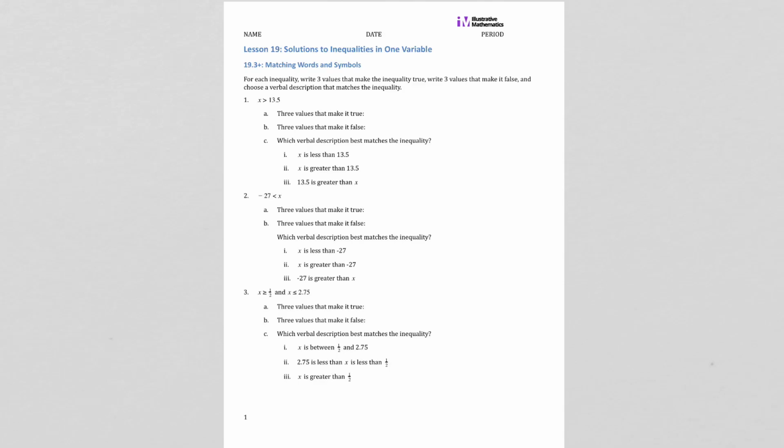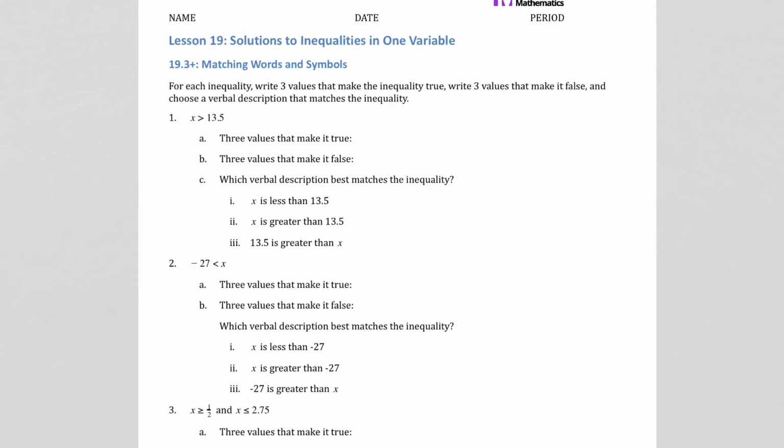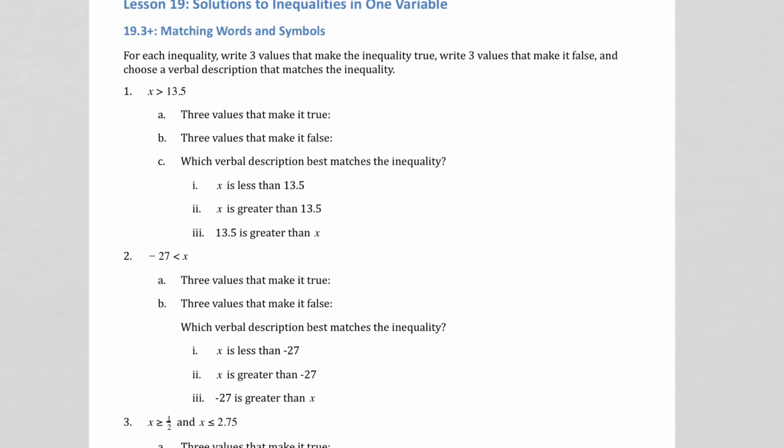All right, guys, we're doing lesson 19. This is solutions to inequalities in one variable. So here what we're going to do, we're matching words and symbols. For each inequality, write 3 values that make the inequality true. Write 3 values that make it false, and then choose a verbal description that matches the inequality.